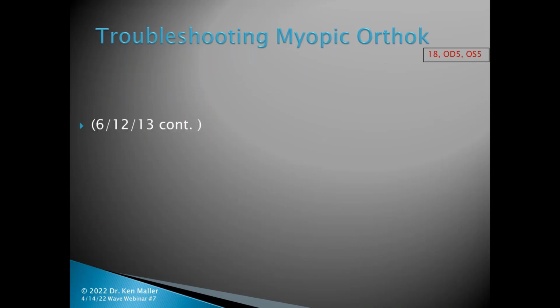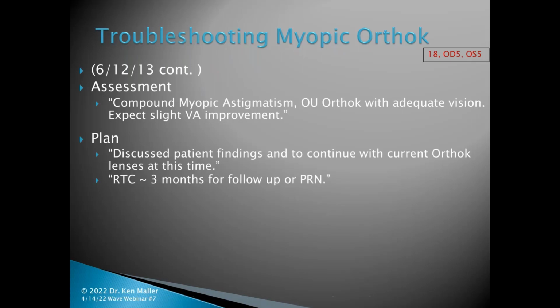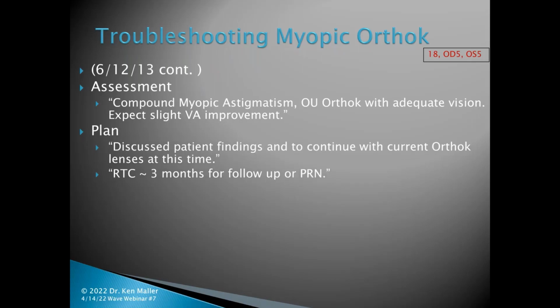And so the assessment that day is compound myopic astigmatism, OU Ortho K with adequate vision. Expect slight VA improvement. Discuss patient findings and continue with current Ortho K lenses at this time. Return to clinic in 3 months for follow-up PRN. So here he's got uncorrected vision of 20/40, and he's really being dismissed for 3 months.